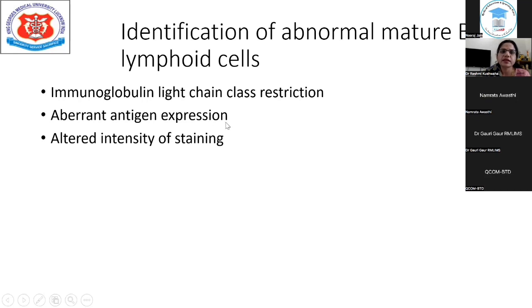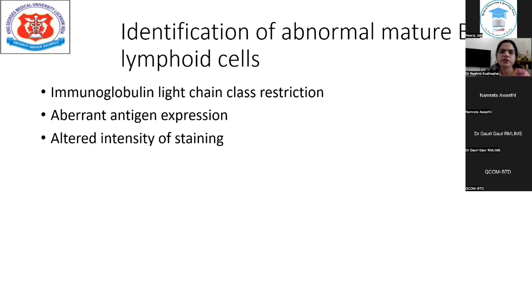Next is the presence of the aberrant antigen expression. By aberrancy, we mean the expression of the antigens that are not normally expressed by that lineage. Suppose B cells start expressing CD5 or they start expressing myeloid markers like CD13 or CD33. It is called as aberrant expression.